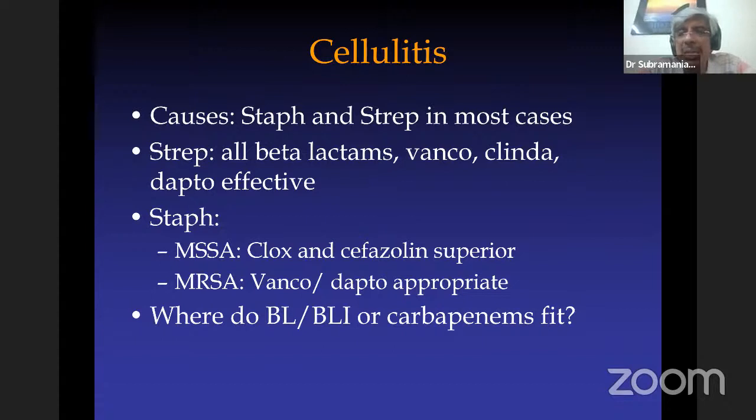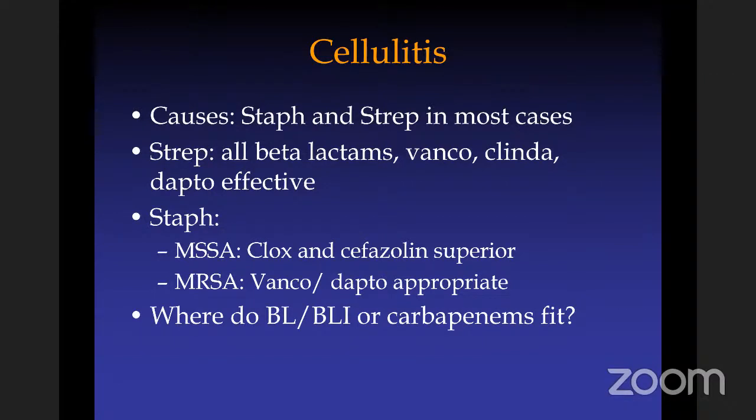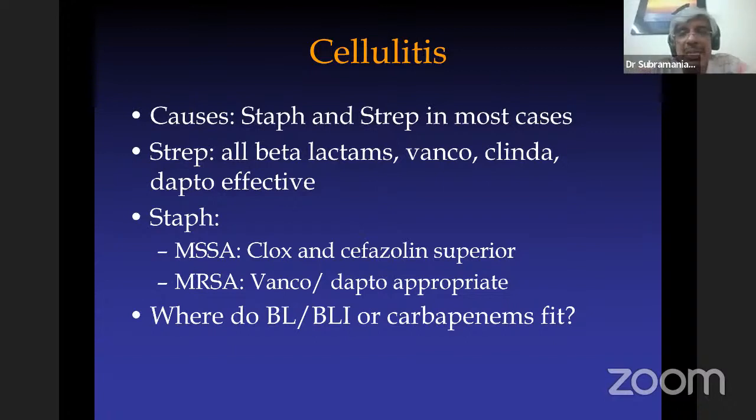What about BLBLIs and carbapenems? Routinely, no. There are some situations where gram-negatives become an optional situation. For example, diabetic foot infection or trauma-related. Somebody has had a penetrating injury or an operative wound. Those kind of situations, yes, definitely gram-negatives also become important. But for community-acquired skin and soft tissue infections of the extremities, definitely it's your gram-positives which are the major concern.